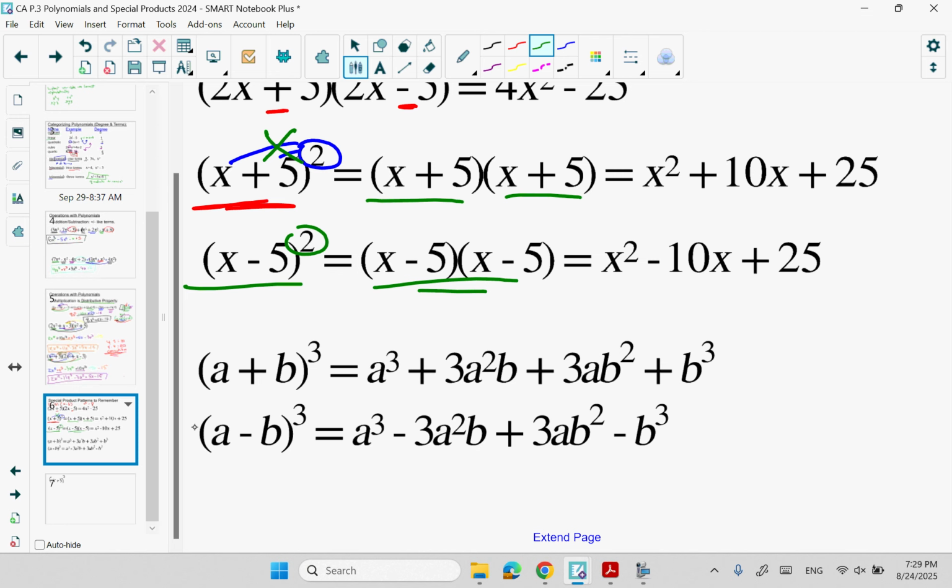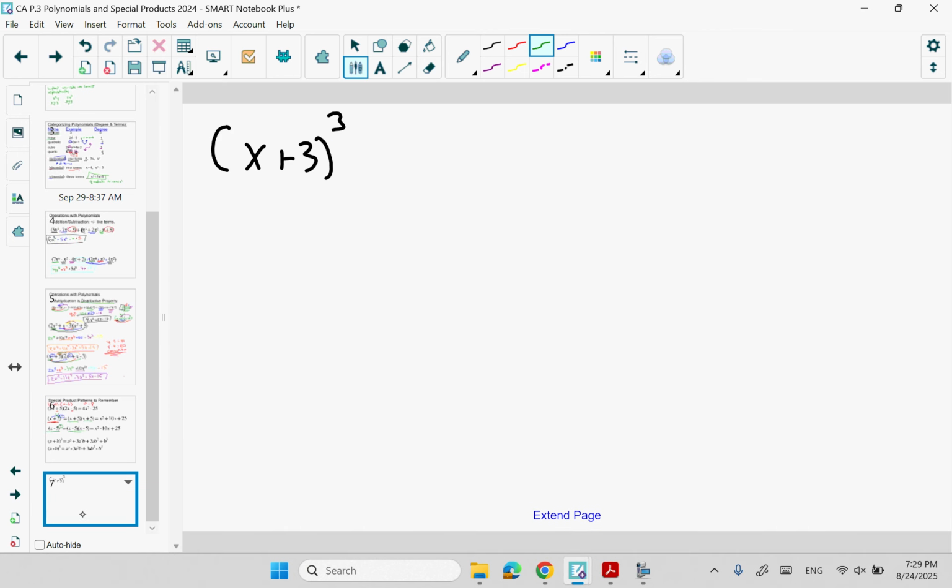And difference of cubes and sum of cubes is actually very interesting. So let's try one here. Why would you want to use this form? Well, I'll show you. So let's say I have x plus 3 cubed. If I were to multiply this out by hand, I would have to do x plus 3 times x plus 3 times x plus 3. Well, we don't really talk about multiplying three parentheticals together, but I can multiply the first two.